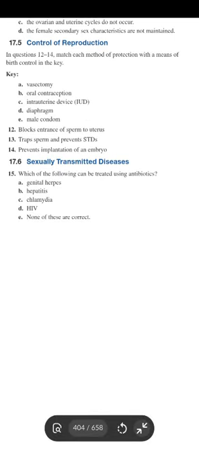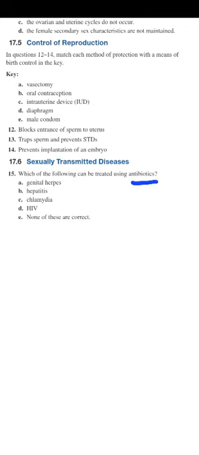Question number 15. Which of the following can be treated using antibiotics? Antibiotics for bacteria. Herpes is a viral infection. Hepatitis, again viral. Chlamydia is a bacterial infection. HIV, the V in it stands for virus.